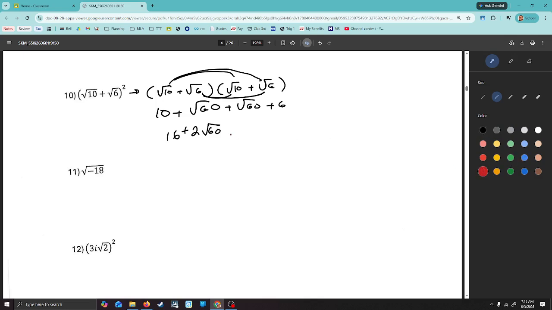But 2 root 60 can be broken down. 6, 10, 3, 2, 2, 5, pair of 2s, so that goes on the outside. So I can rewrite it as 16 plus 4 root 15.